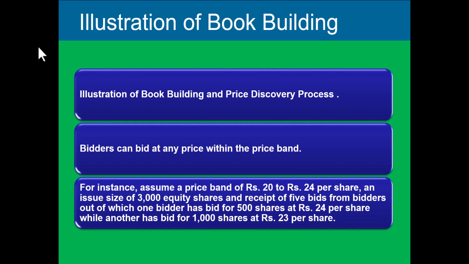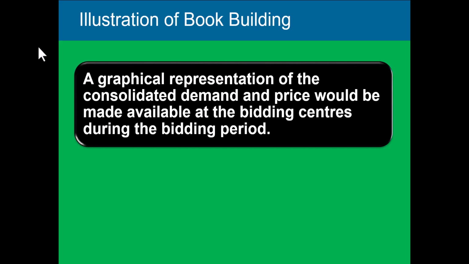An issue size of 3,000 equity shares and receipt of 5 bids from bidders, of which one bidder has bid for 500 shares at 24 rupees per share, while another person has bid for 1,000 shares at 23. Okay, so let's look at this. Just read, Shubhangini, this thing.